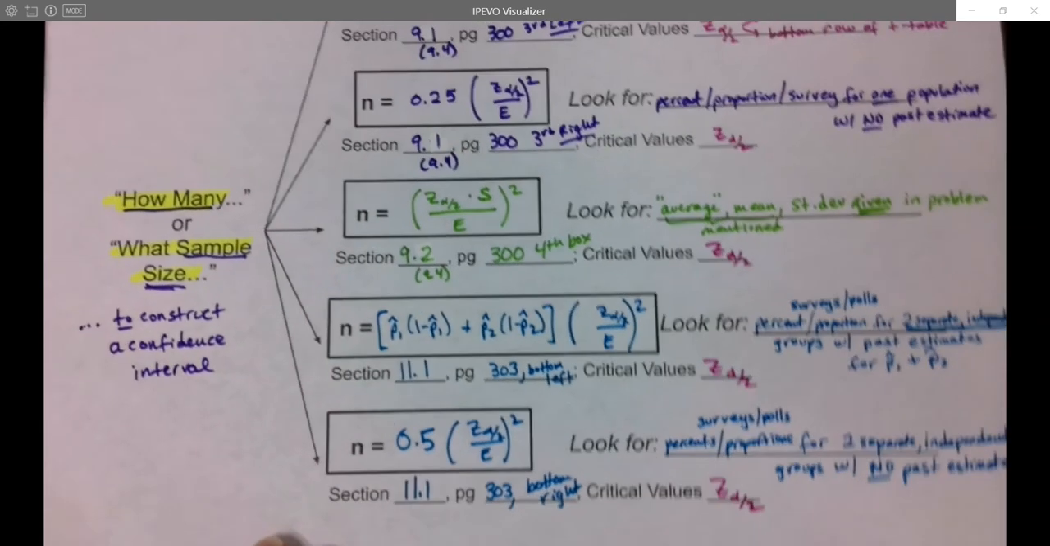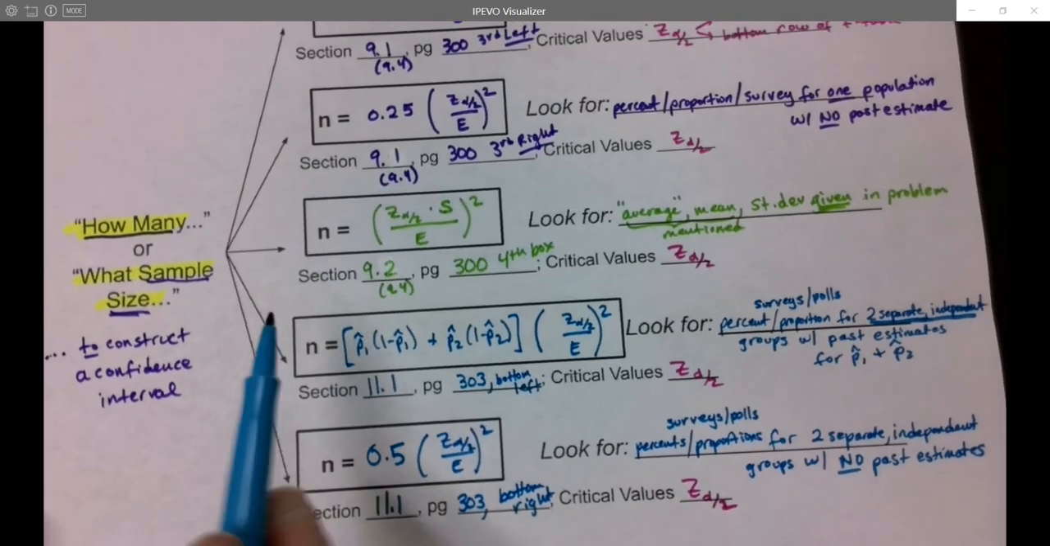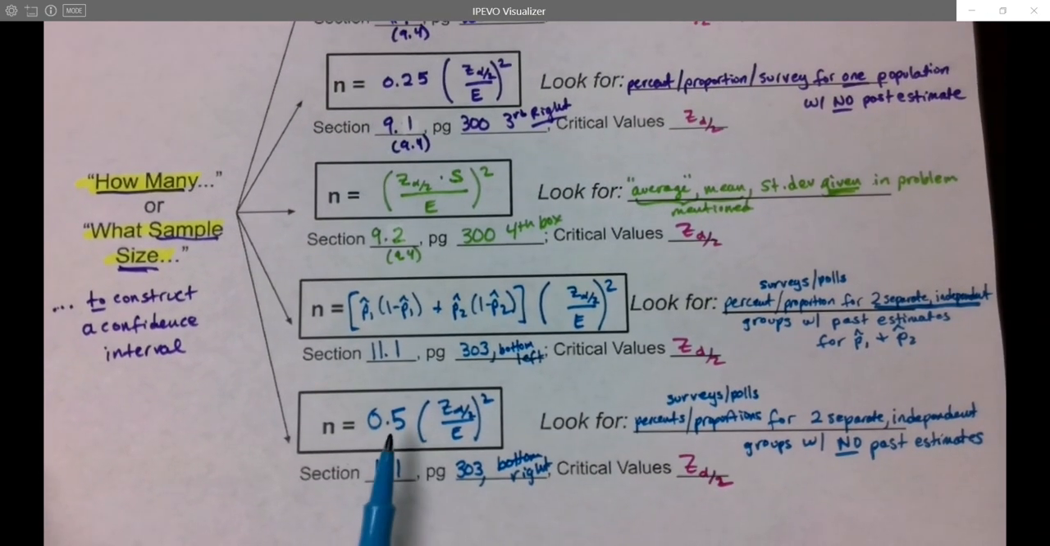Right. Now 0.25 is when you're doing a single group from chapter 9. So single group, no guess is 0.25. Two groups, no guess is 0.5.